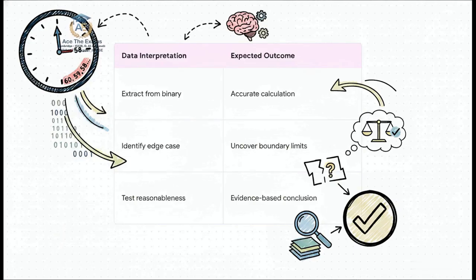For example, when you interpret data in a complex ethics question, say, extracting performance metrics from a raw binary representation of a system log, your expected outcome must be an accurate calculation that definitively proves whether the system acted ethically or completely failed. When you identify an edge case, the expected outcome is that you successfully uncover the absolute boundary limits of that software. You must systematically test the reasonableness of your findings to draw a rock-solid, evidence-based conclusion. No guessing allowed.